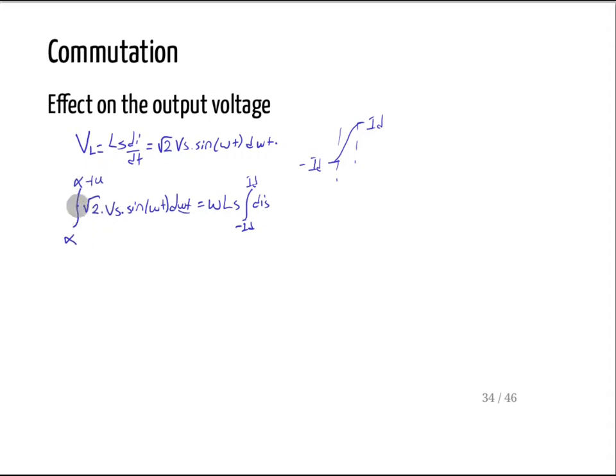But here I have from alpha to alpha plus U, right? So I can write that thing, and that is equal to the area in the original one, and this part is equal to 2 omega LS ID. So from the voltage drop point of view, I will have the same amount of voltage drop, and I will show it shortly. So let's try to find the actual commutation time.